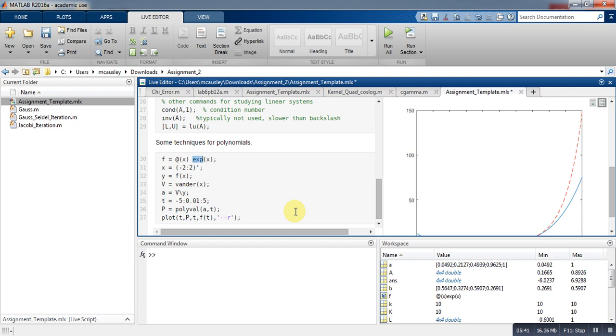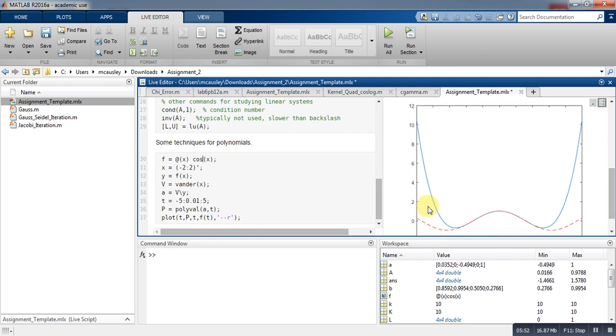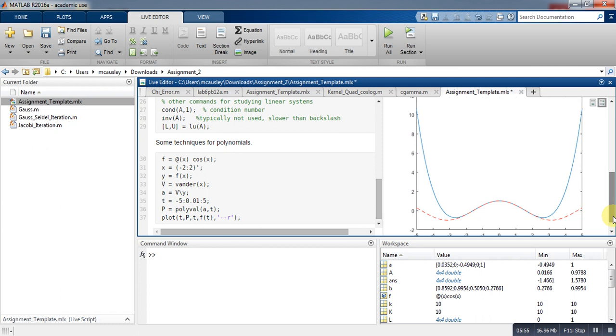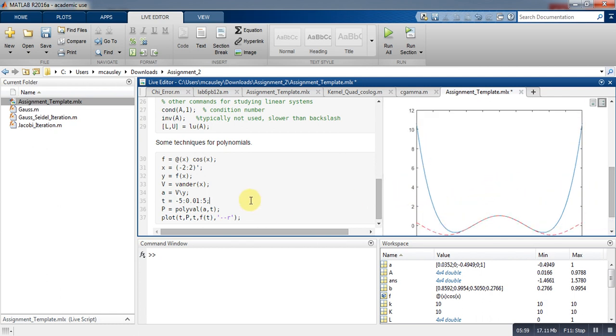And we can do this with other functions just by switching f of x. Let me try instead, how about the cosine of x? And see, that's an interesting fit as well. Notice that the polynomial blows up, whereas cosine stays bounded between plus or minus 1 for all values of x in this interval. Okay, so that's probably enough to get started by looking at polynomial interpolation using MATLAB.